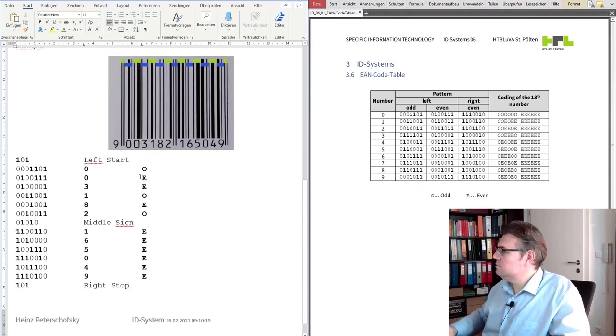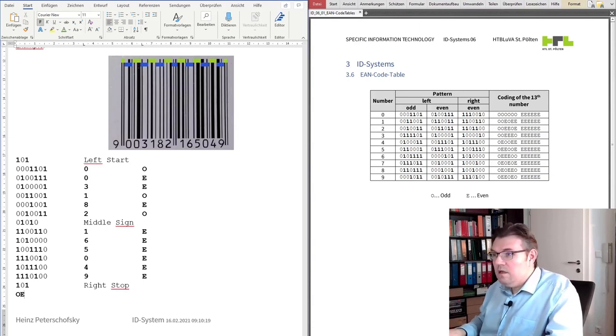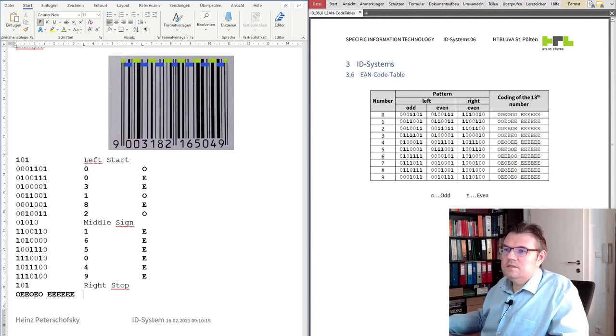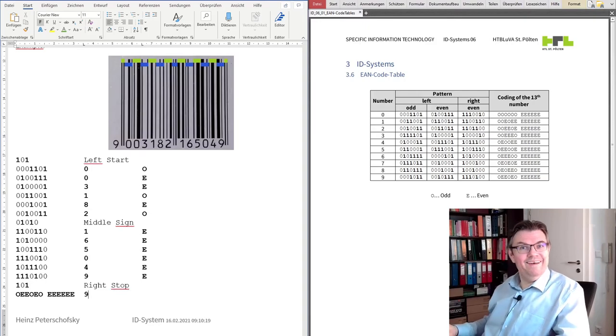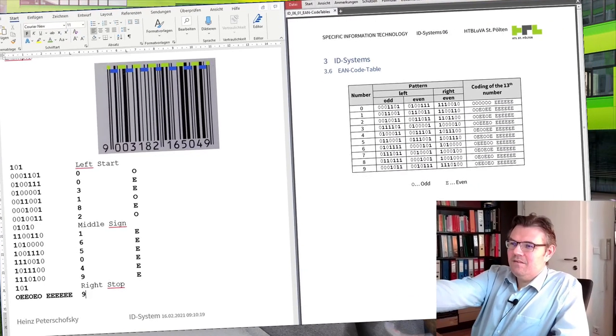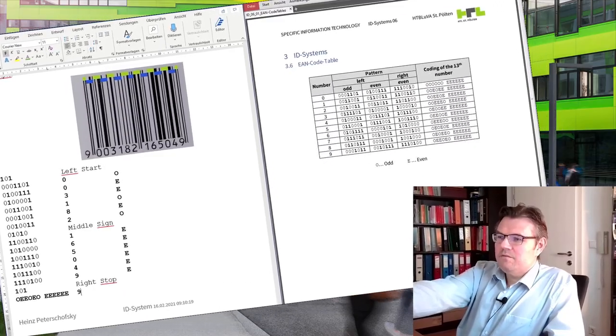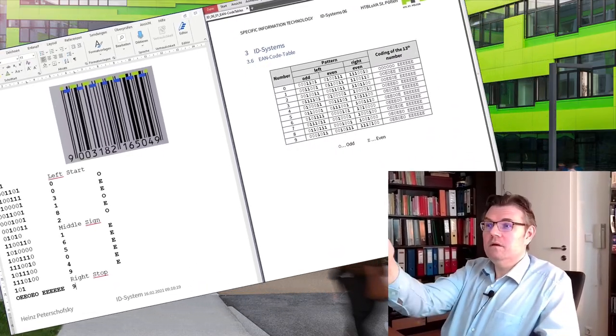And in the end, we have now the order of odd and even: odd, even, even, odd, even, odd, even, even, even, even, even, even. This is the 13th digit. 9. Easy, right? 9 0 0 3 1 8 2 1 6 5 0 4 9. Perfect.